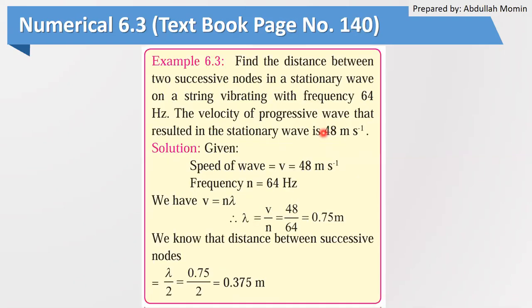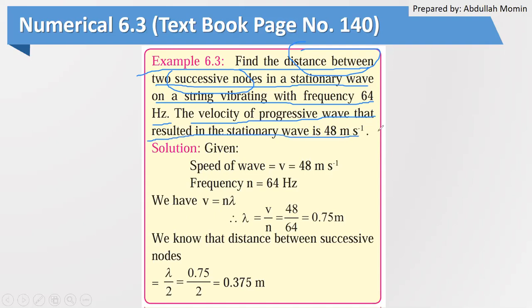Now moving to the third numerical. What is the third numerical? The third numerical says: find the distance between two successive nodes in a stationary wave on a string vibrating with frequency 64 hertz. A string is vibrating with a frequency of 64 hertz, so we have to find out the distance between two successive nodes. The velocity of the progressive wave that resulted in the stationary wave is 48 meter per second.